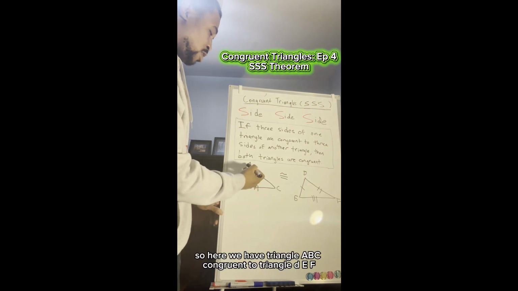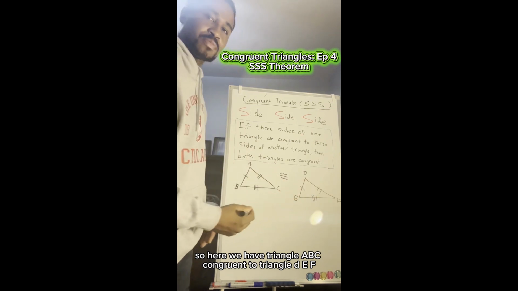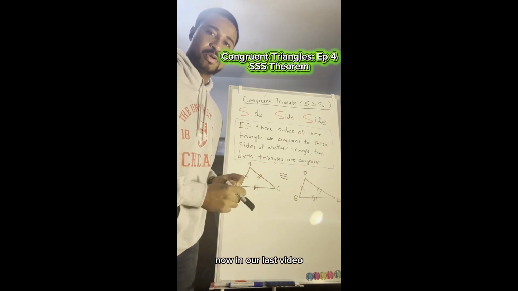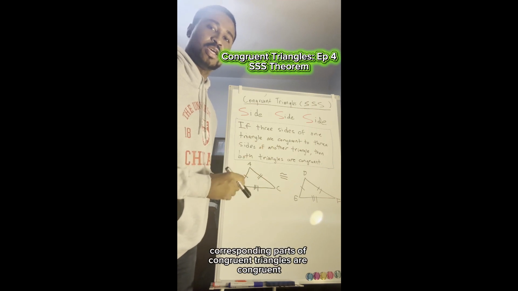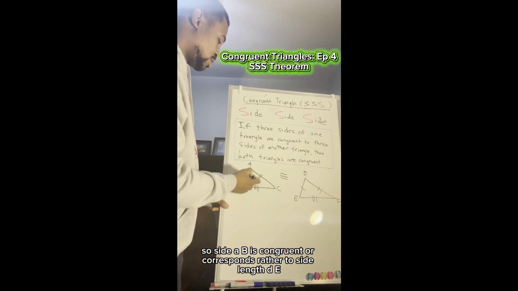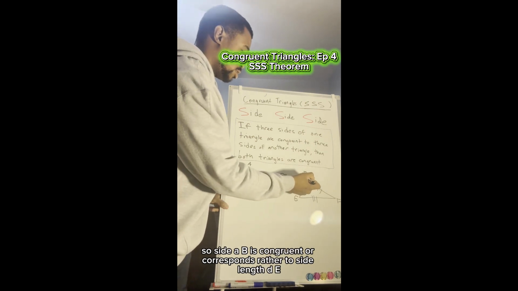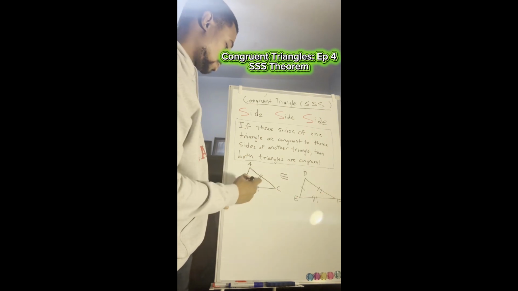So here we have triangle ABC congruent to triangle DEF. Now, in our last video, remember the acronym CPCTC, corresponding parts of congruent triangles are congruent. So side AB corresponds to side length DE and they are congruent.